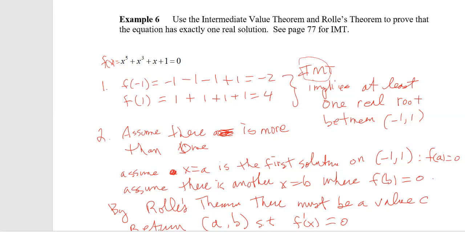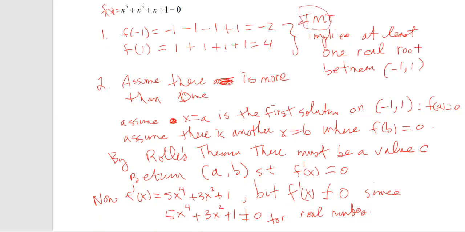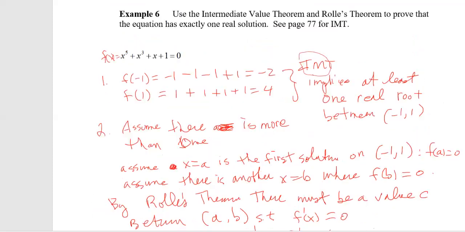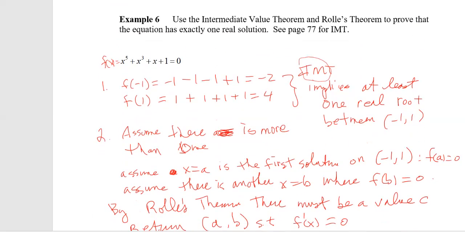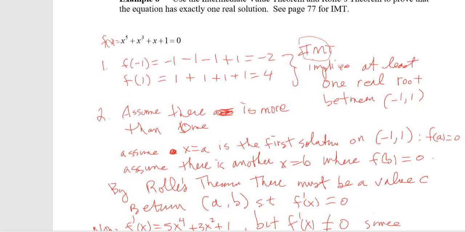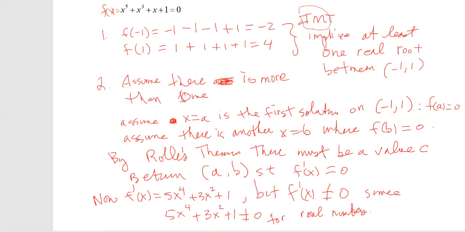So now assume that there's more than one. Assume the first one is at x equals a. We know that's in here somewhere. And then assume that there's another one someplace. I don't know where it is, but we're assuming that there's another one where f of b equals 0. Now, by Rolle's theorem, there must be a value c between a and b such that f prime of x equals 0, or in other words, f prime of c equals 0.